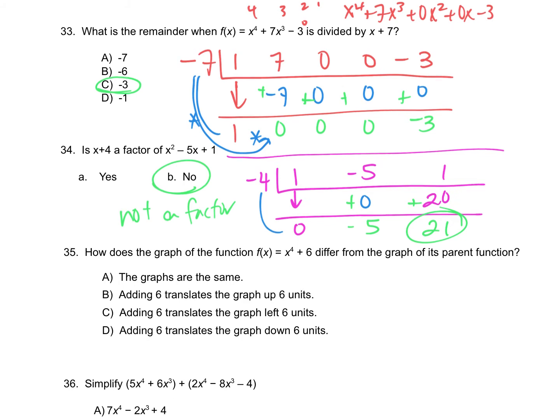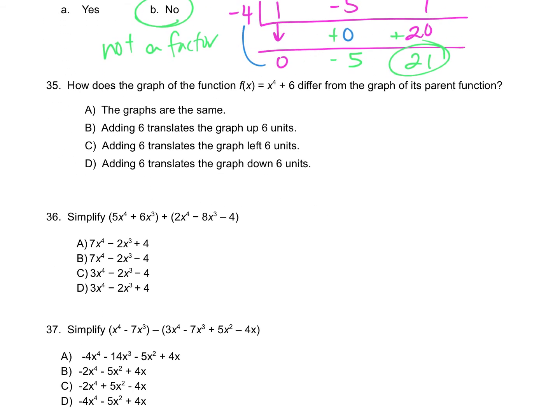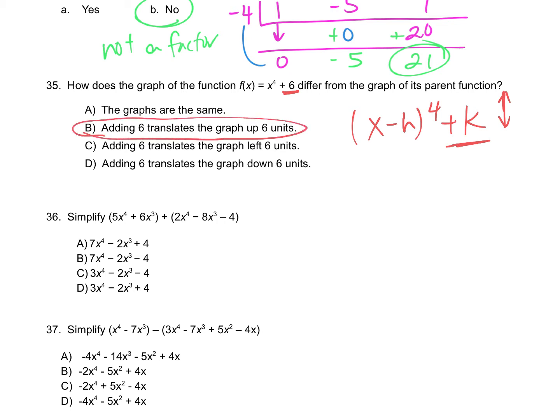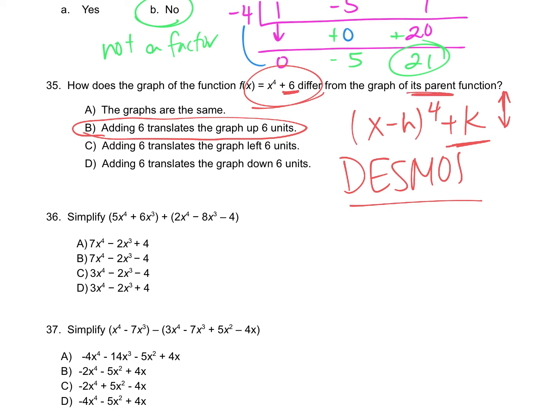On number 35, we want the graph to differ from its parent function. Its parent function is x to the 4th power. Now, we can do this in our head because we know that this is like our k. So it's like x minus h to the 4th plus k. K is on the outside, and we know k moves things up and down. So we can say it translates it up 6 units. Now, if you weren't sure, you could always Desmos it, graph that, and see what it looks like. You just have to know the parent function is really x to the 4th power. So you might want to put both of them in to see.